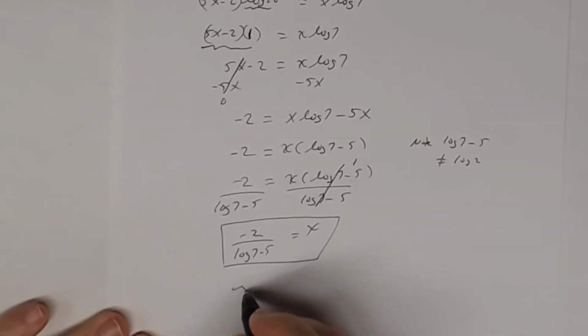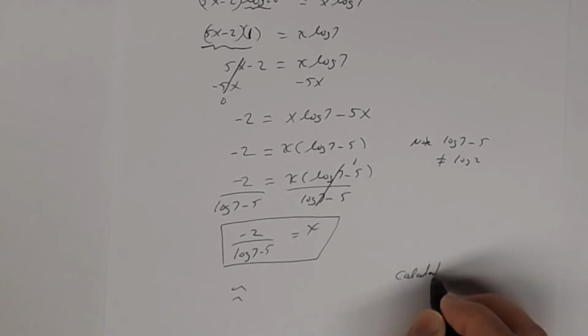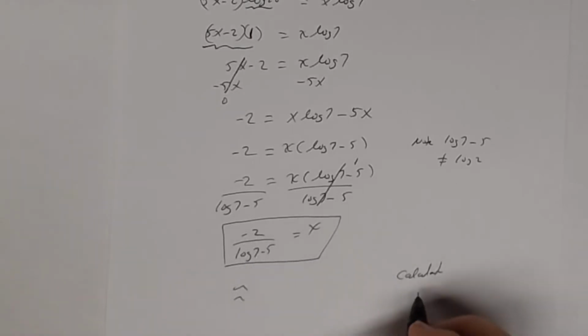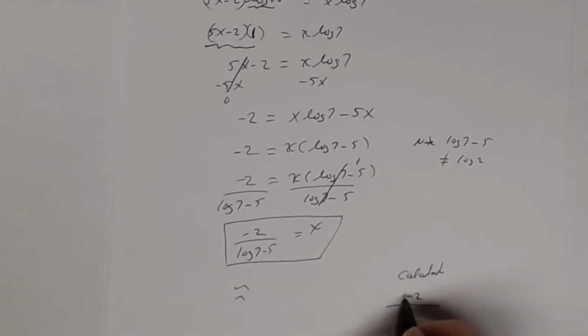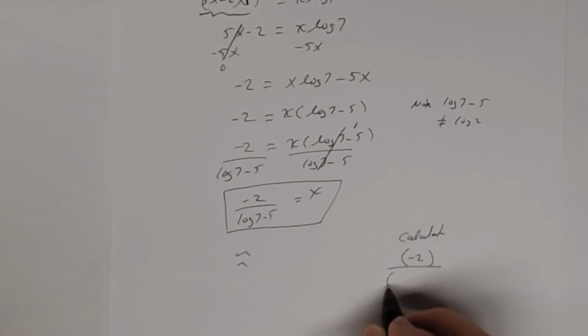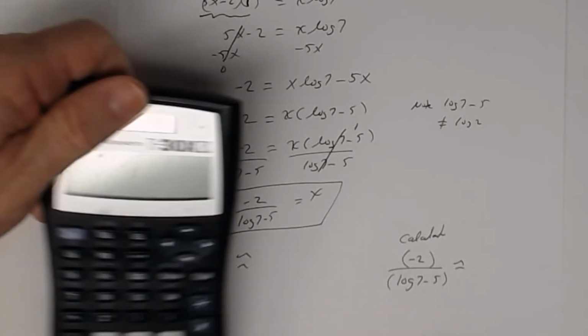Okay, now we're going to approximate this. So remember, in your calculator, notice that -2 is just one factor, so you really don't need parentheses, but as I mentioned, if you feel comfortable doing that because you're not sure, then put that in parentheses. And then the parentheses in the denominator, log 7 minus 5. All right, so using the calculator, here's what we get.